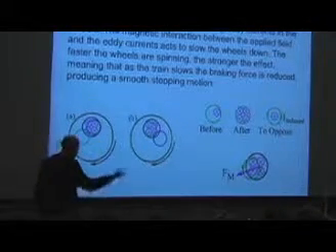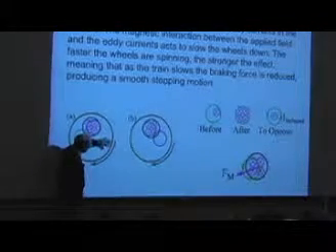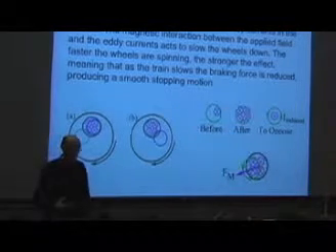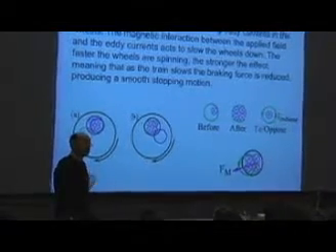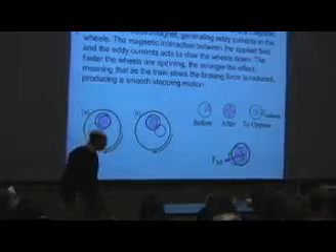And you can do the same analysis on the blue region. As the blue region spins out of the field, you get an induced current, and the interaction between that induced current and the magnetic field is such that it also tends to slow the wheel down. Okay, so feel free to try that out.